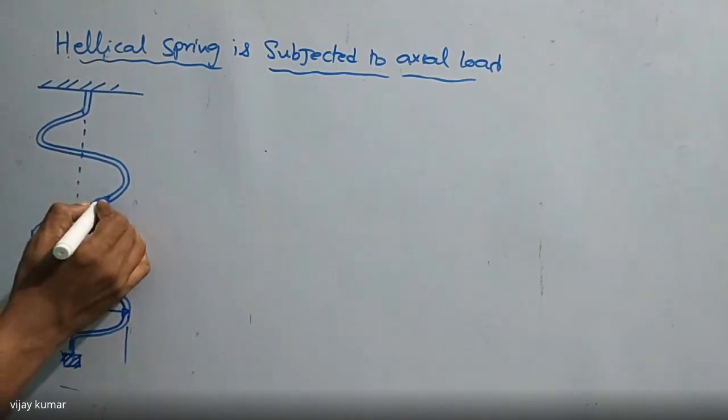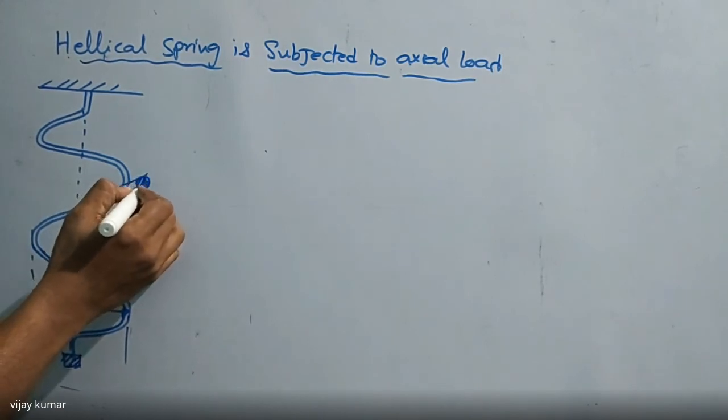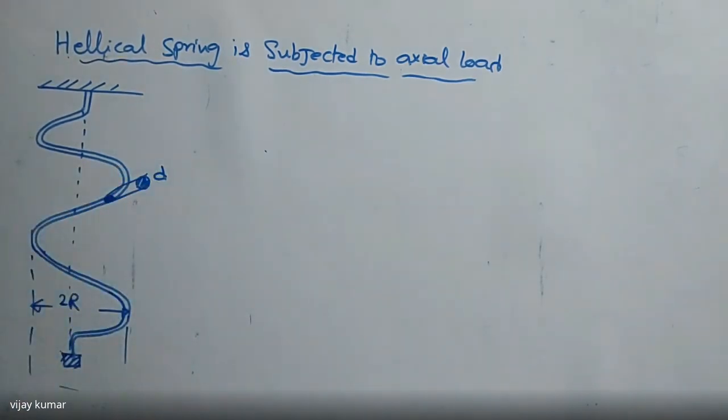If you take this cross section, if you cut it, it always appears in circular form, which has diameter of capital D. So this is nothing but capital D. Capital D is nothing but diameter of the coil. Small d is nothing but diameter of the spring wire. Did you get my point or not? Okay. Right.